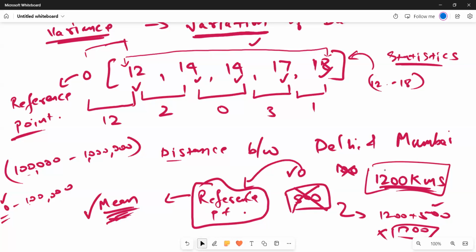This is why we shift this reference point to the mean of this data set. How we will shift this, we are going to discuss very soon.